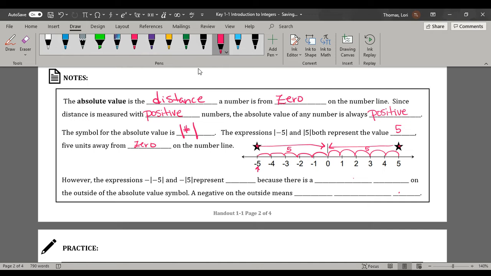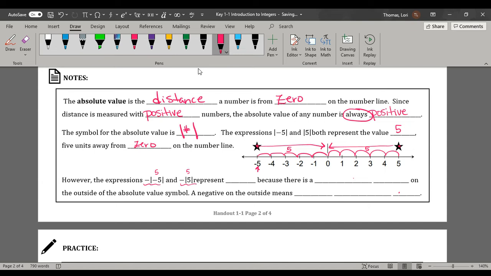Now, let's take a look at the exception. We said that the absolute value of a number is always positive. However, take a look at these two examples. We have the absolute value of -5, but we have a negative on the outside. Then we have the absolute value of +5, but we have a negative on the outside. We know that the absolute value of -5 is 5, and the absolute value of +5 is 5, a distance of 5 units from 0.